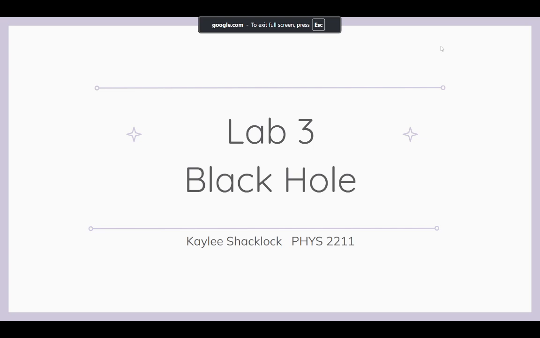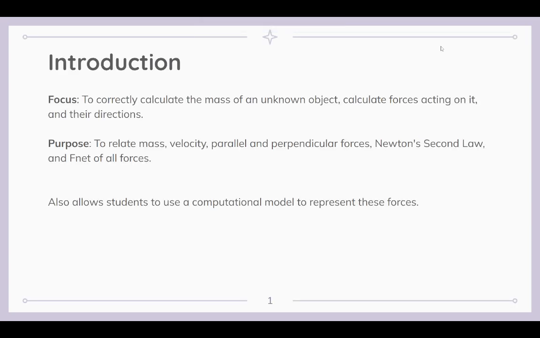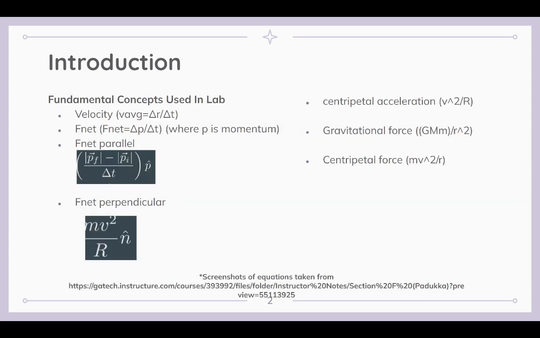Lab 3, Black Hole. Introduction: to correctly calculate the mass of an unknown object, calculate the forces acting on it and their directions was the focus of this experiment. The purpose was to relate mass, velocity, parallel and perpendicular forces, Newton's second law, and F-net of all forces, and also allowed the students to use a computational model to represent these forces.